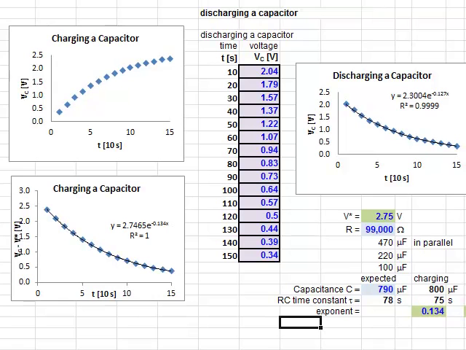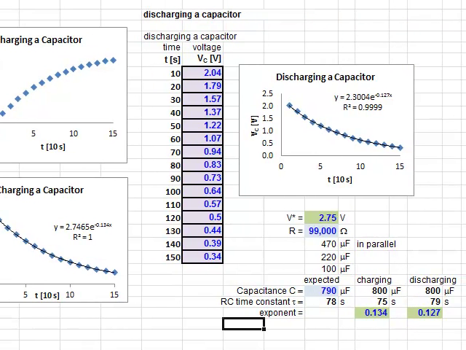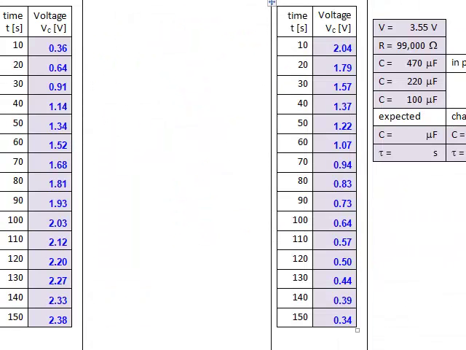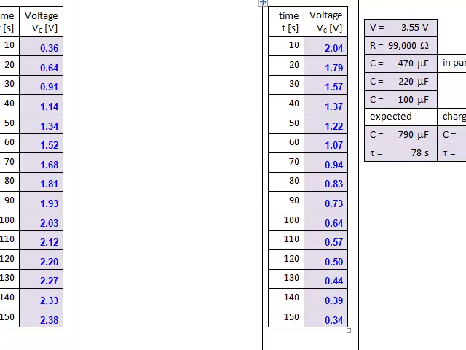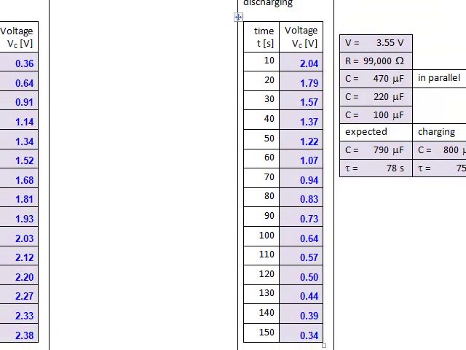And with that, I'm done with analyzing. No, actually not quite. I just want to copy these numbers and everything in here. So this one here, now I know I would expect 790 microfarad and 78 seconds. And here Excel figured out for me that it's 800 microfarads, 75 seconds, and 800 microfarads for 79 seconds. And I don't need to write down the exponent here. That was just an Excel help to analyze the data.